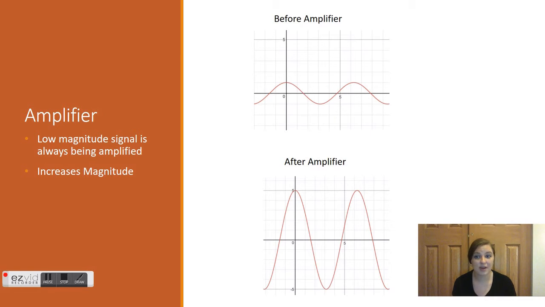Next we go to the amplifier stage. This has a low magnitude signal. Again, the signal is always being amplified because before you go to the A to D, you want it to have a larger amplitude. And so this can be designed using concepts from 332.